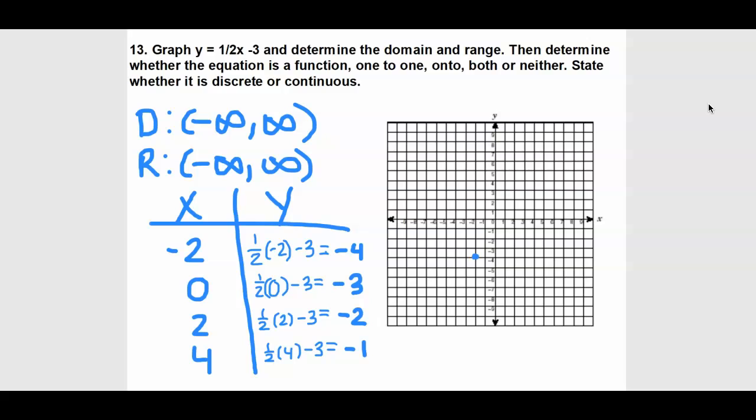-4, 0, -3, 1, -2. Just kidding, sorry. 2, -2, and 4, -1. Connect your lines, and there's our graph.